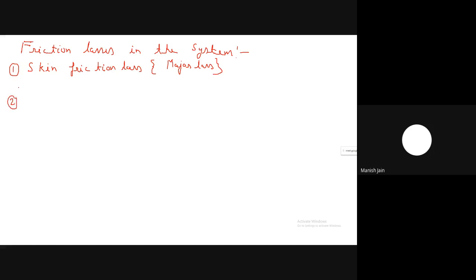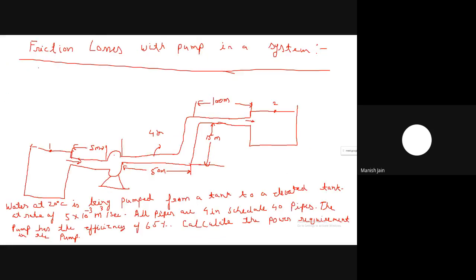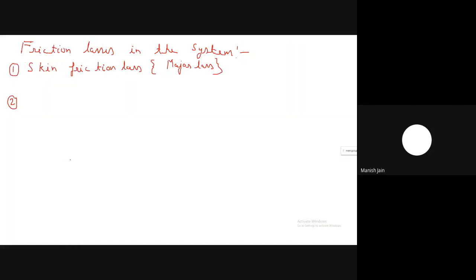The second type of loss: because we are doing the balance between point 1 and point 2, the fluid is entering from this point to this point. So here the flow channel is contracted. Okay, here the flow channel is contracted. So there is a contraction loss at the entrance of the fluid from tank 1 to the pipeline, due to contraction in the flow channel.